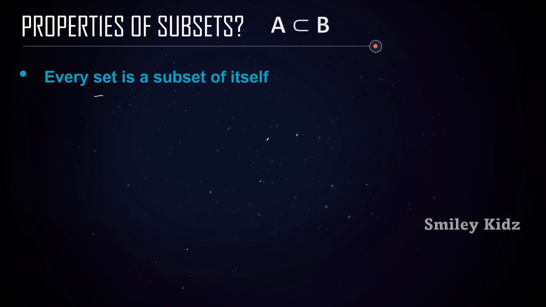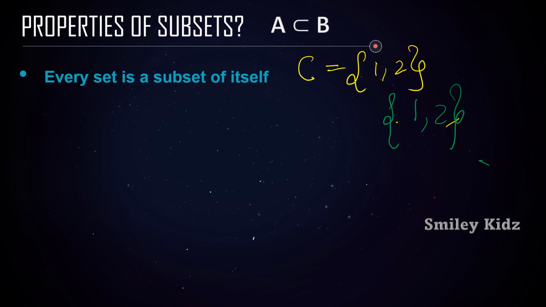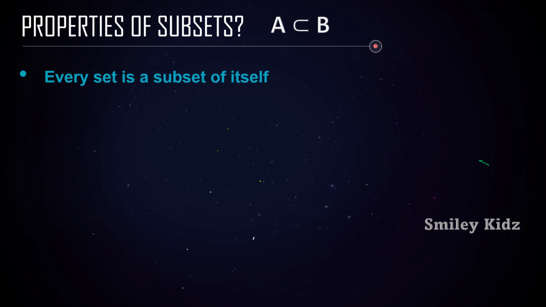Now, if I write B is equal to {1, 2, 3}, it should come to your mind that one of the subsets would definitely be {1, 2, 3}. Now, if I write C is equal to {1, 2}, you must get into your mind that one of the subsets would be {1, 2} itself. So every set is a subset of itself. One most important thing. Secondly, we have the second property, which says phi is a subset of all sets.